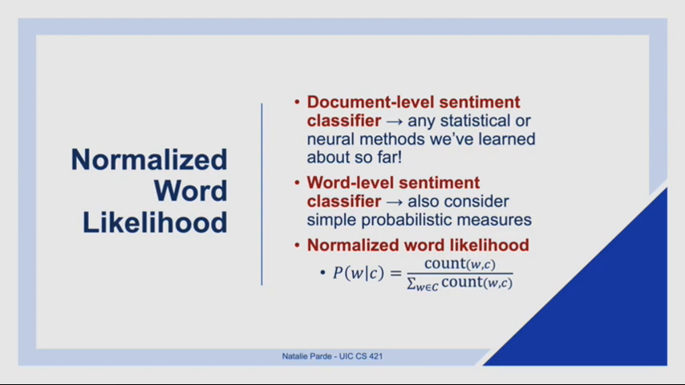One way that word sentiment scores have been learned in the past using simple probabilities is by computing normalized word likelihood. Normalized word likelihood is simply the frequency with which a given word occurs in a given class, divided by the frequency with which the word occurs in any available class.